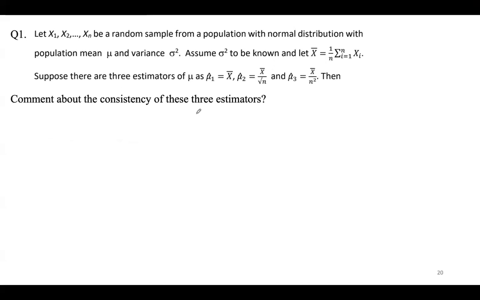Okay, fine. So let x1, x2 until xn be a random sample from a population which has a normal distribution, and it has population mean mu and variance sigma square. So now we are assuming sigma square to be known, and we are saying that the sample mean is defined like this. So there are three estimators of mu: mu1 hat, mu2 hat, and mu3 hat. So what can you say about the consistency of these estimators?